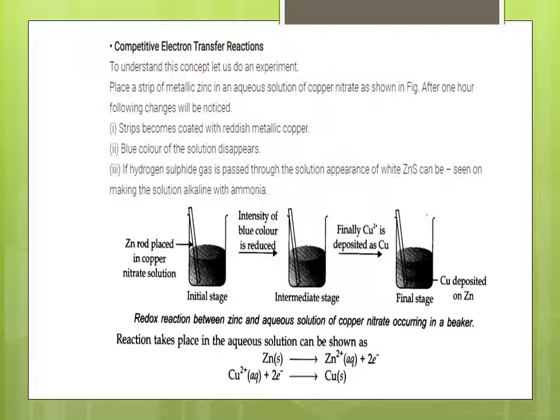Here is the example. When a zinc rod is placed in copper nitrate solution in this beaker, after some time the intensity of blue color is reduced, and finally Cu2+ is deposited as copper. This will be the final stage. This reaction can be written as: zinc changes to Zn2+ and 2 electrons. Here is loss of electrons, so it is oxidation. Cu2+ gains 2 electrons. It means gain of electrons is reduction.